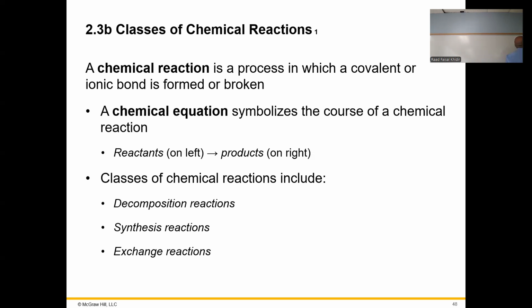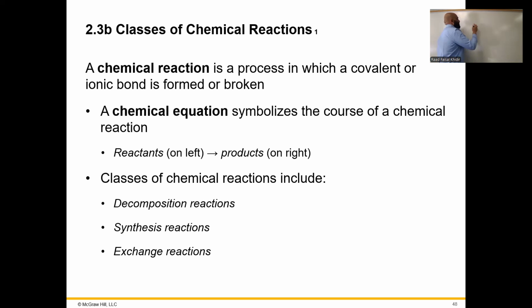So now let us look into the different classes. That one you need to know. The difference between the chemical reactions. We have the first type of chemical reaction.